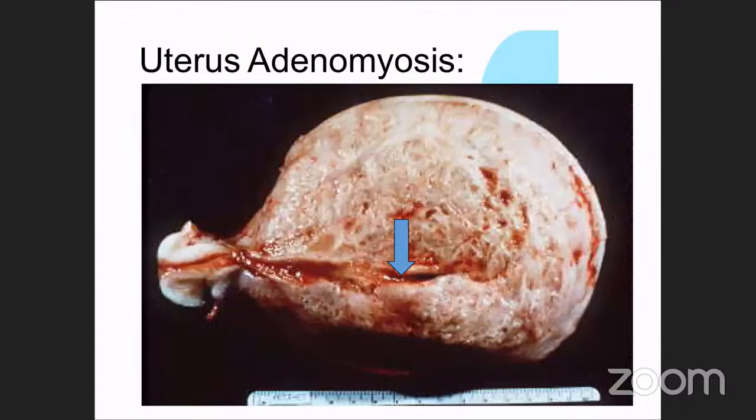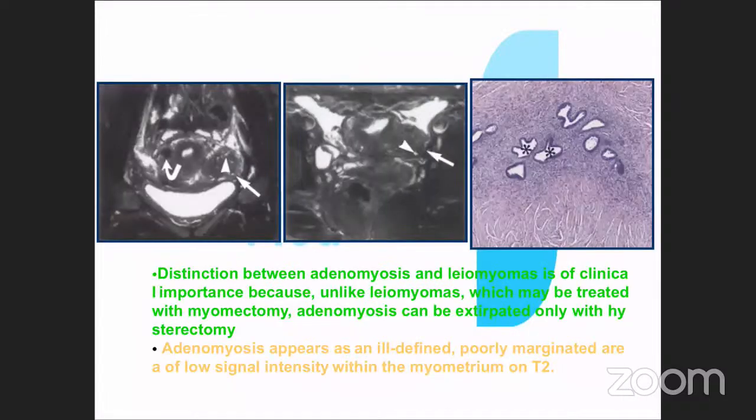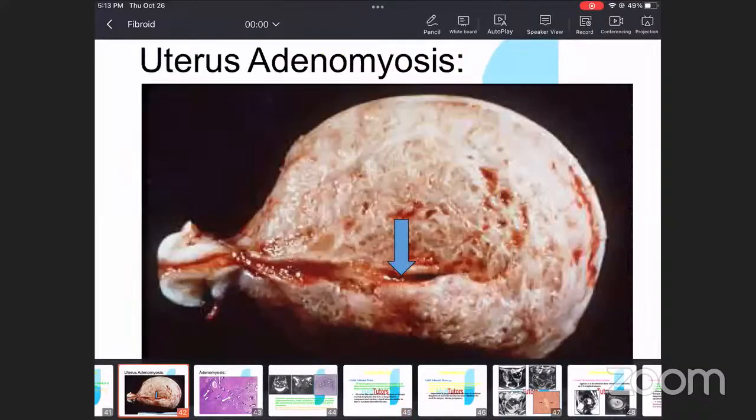So this is a huge uterus due to adenomyosis, and this is how it appears. Another differential diagnosis is what? Adnexal mass, such as ovarian fibroma. Even when there's an ovarian mass, you can differentiate it on imaging. You can also differentiate it on examination, especially if there's no accompanying pelvic adhesions. When you do pelvic examination, you may be able to differentiate between the two.